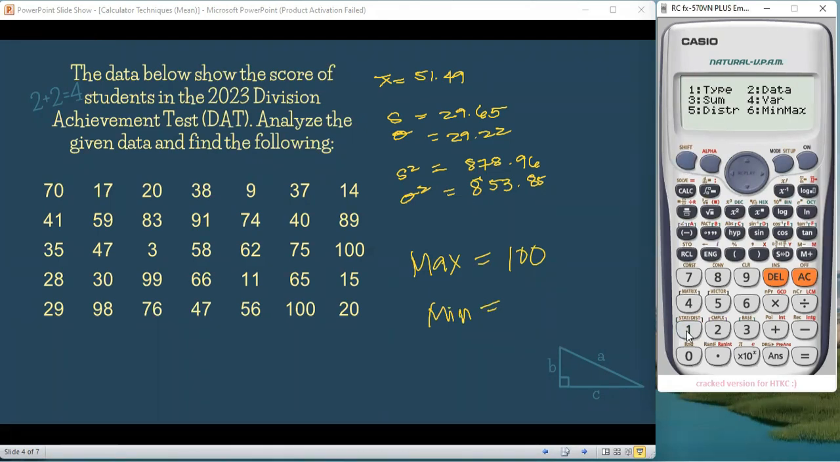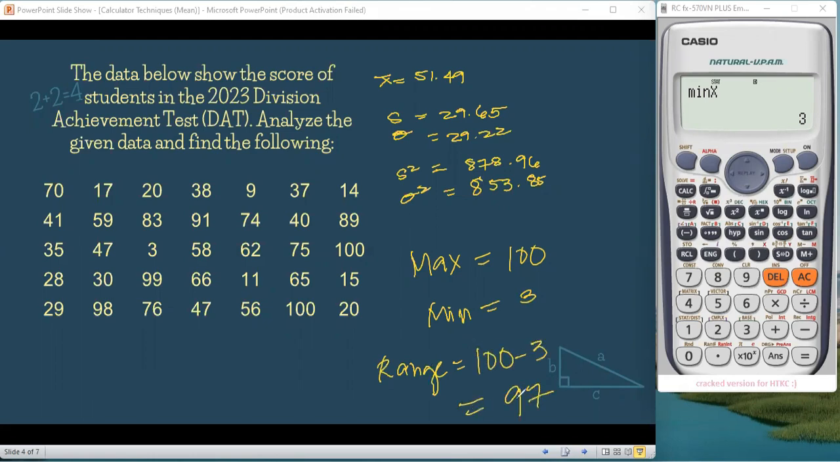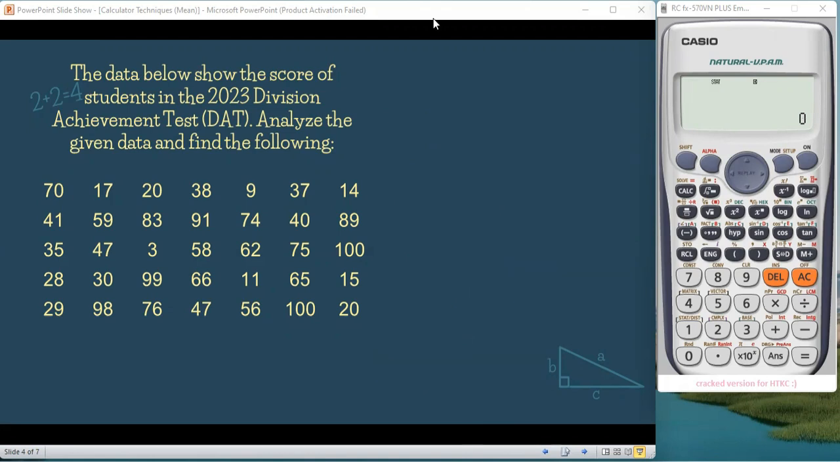And the minimum po natin, so that is easy again. Shift 1 and number 6. 1 again. That is 3. Now, my dear students, to get the range, we have 100 minus 3. So that is 97. So this is our range. Okay. So if you still have questions, please don't hesitate to comment down below.